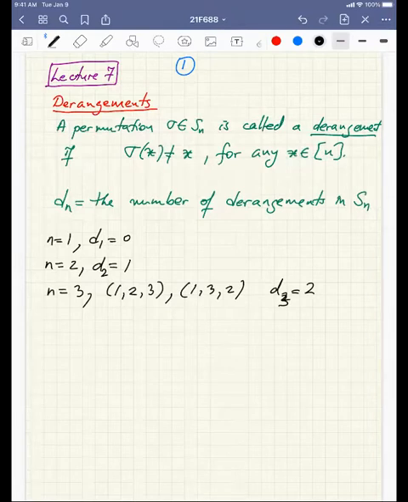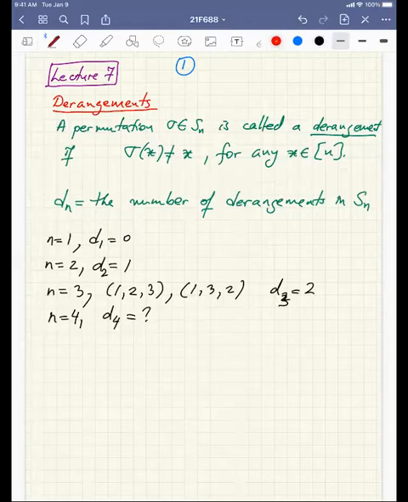Okay, d4, we will come back to it later, but you can think about it a little bit. d4 can be determined by noticing that a derangement on four elements is either a product of two disjoint transpositions, or it's a cycle of length 4. Well, we'll come back to d4, d5, and so on.